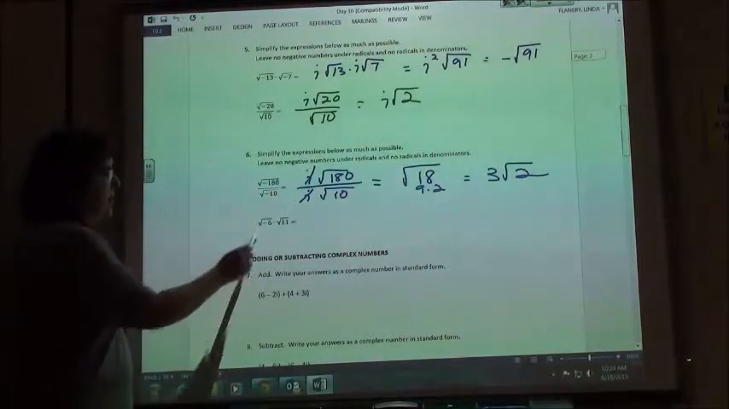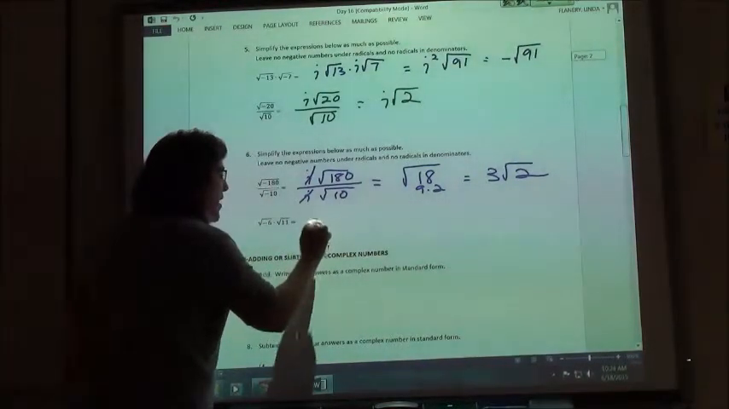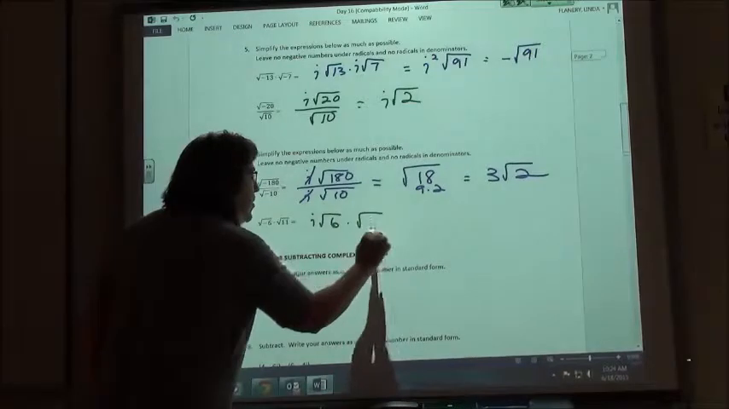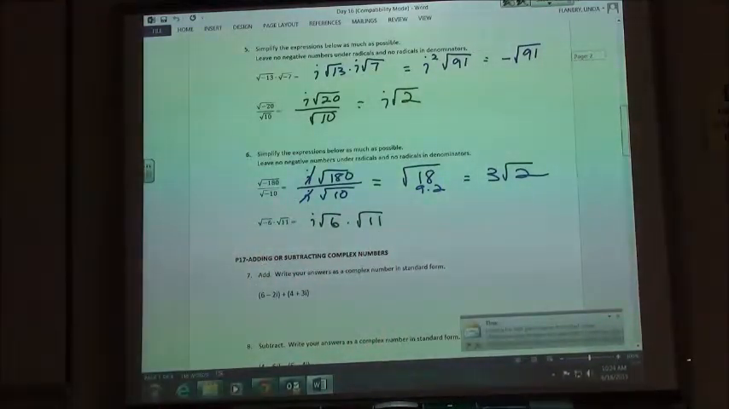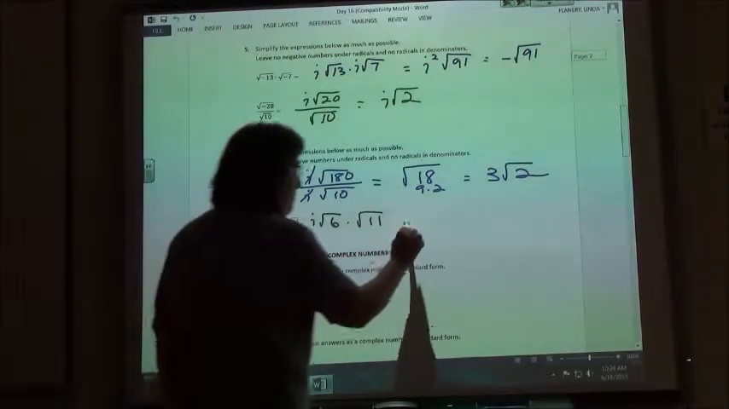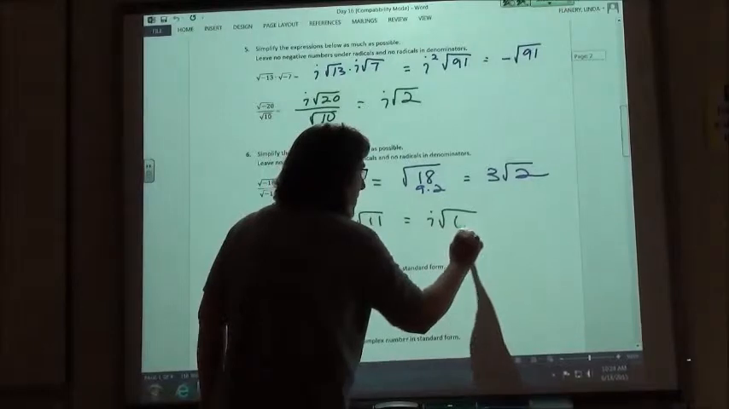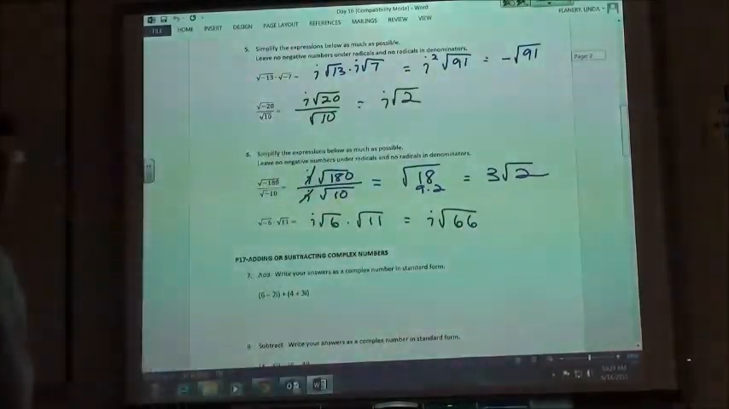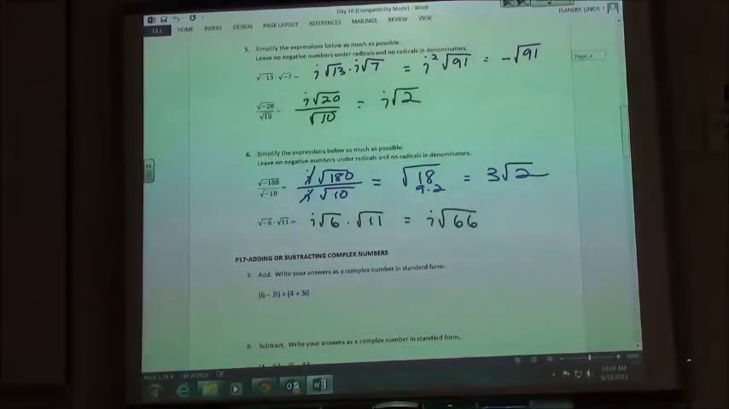And the next one there, again, that one has a negative, so i square root of 6 times the square root of 11. Can't simplify the 6 or the 11, so I'm going to go ahead and multiply, and I would get i square root of 66, right? Can't think of any perfect squares that go into 66 either. This is going to be my answer then.